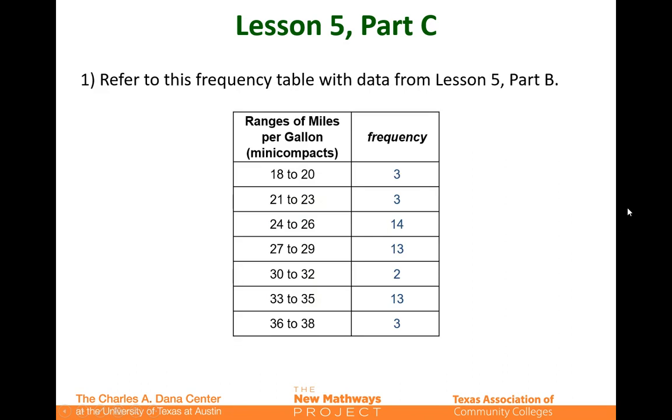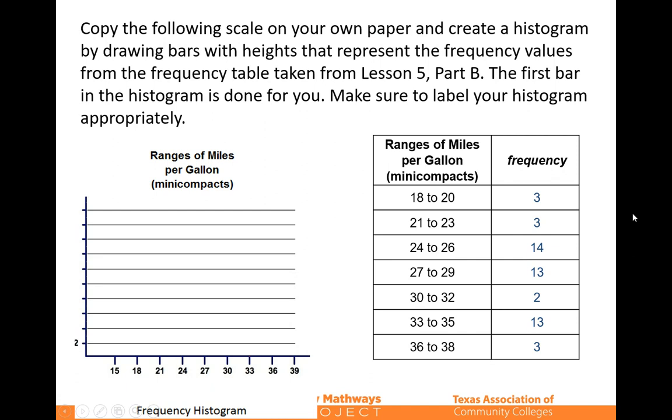All right, this is our frequency table we had from the previous lesson. The left column was the ranges of miles per gallon for different mini compact cars, and the second part's the frequency. When we make a histogram, we draw bars with the heights for the frequency. The range from 18 to 20 with a frequency of 3, we'd have to go up to where we think 3 is.